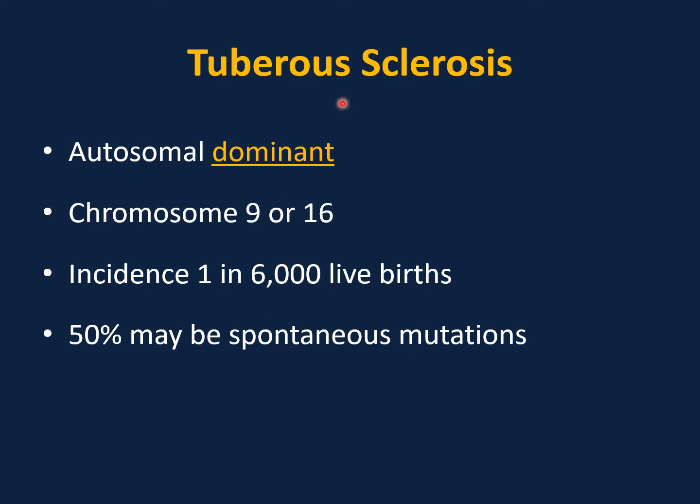Tuberous sclerosis, this is another neurocutaneous syndrome, autosomal dominant. The chromosome is 9 or 16. The incidence is 1 in 6,000 live births. It is very important to know that 50% may be spontaneous mutations.